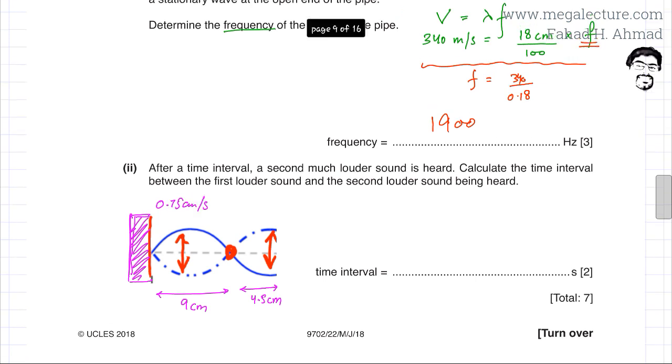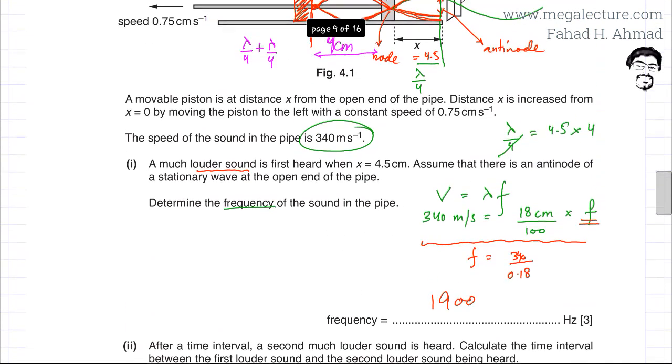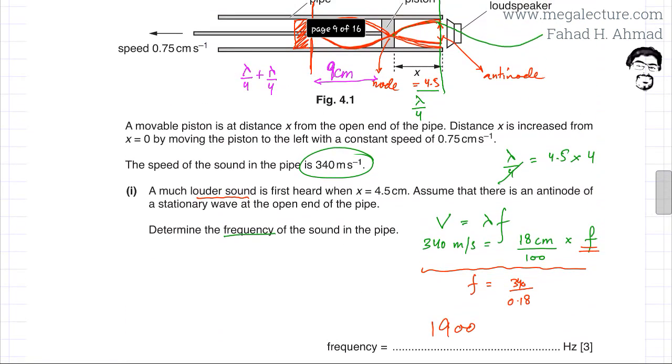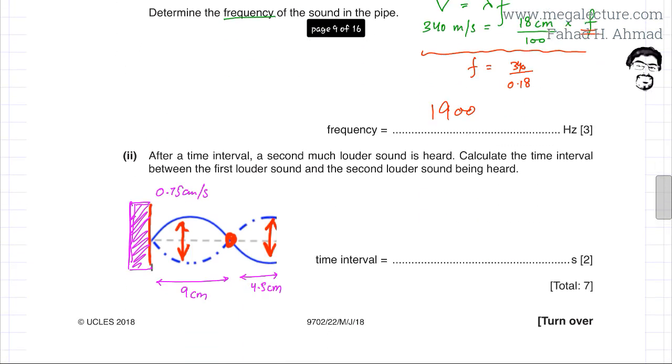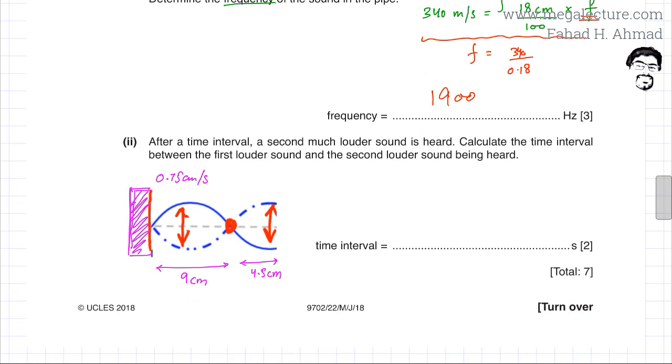So let's just try and confirm whether it's moving at 0.75 meters. Yes, it's given over here, it's traveling at 0.75 centimeters per second. So we need to just use the formula of distance and speed. Speed is equal to distance divided by time, and I need to calculate the time because this is the point where the first loud sound was produced. This is the point where the second loud sound would be produced.